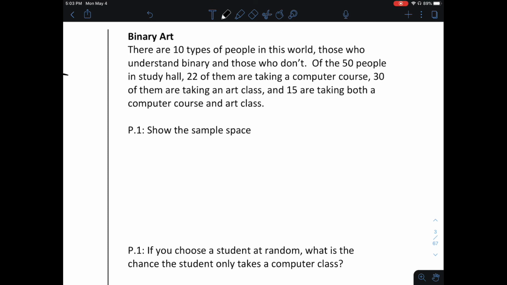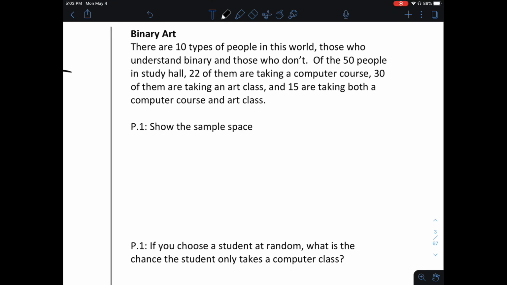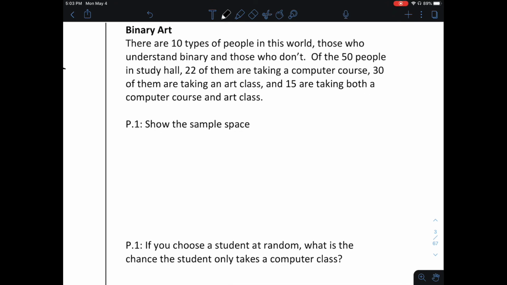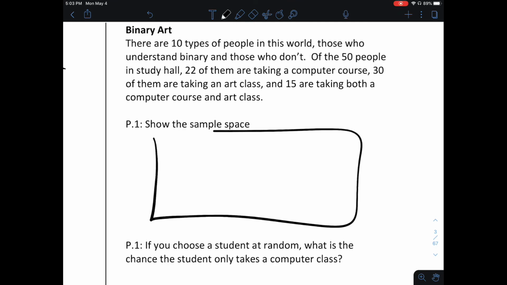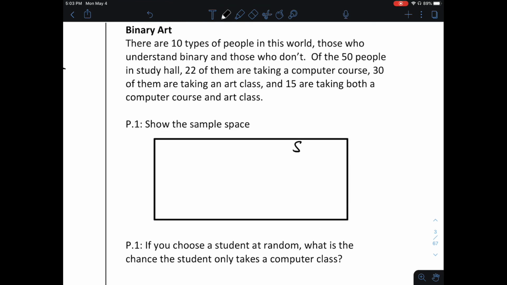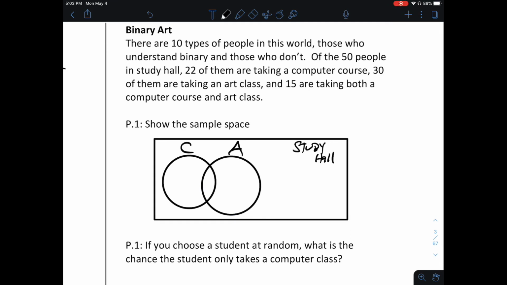Of the 50 people in study hall, 22 of them are taking a computer course. 30 of them are taking an art class. 15 are taking both computer and art. So we are looking at people in study hall. You could also say that's people. That would be cool. There are people taking computer, people taking art, and people taking both. So it says the people that are taking both, there are 15. So that's going to go in the intersection.